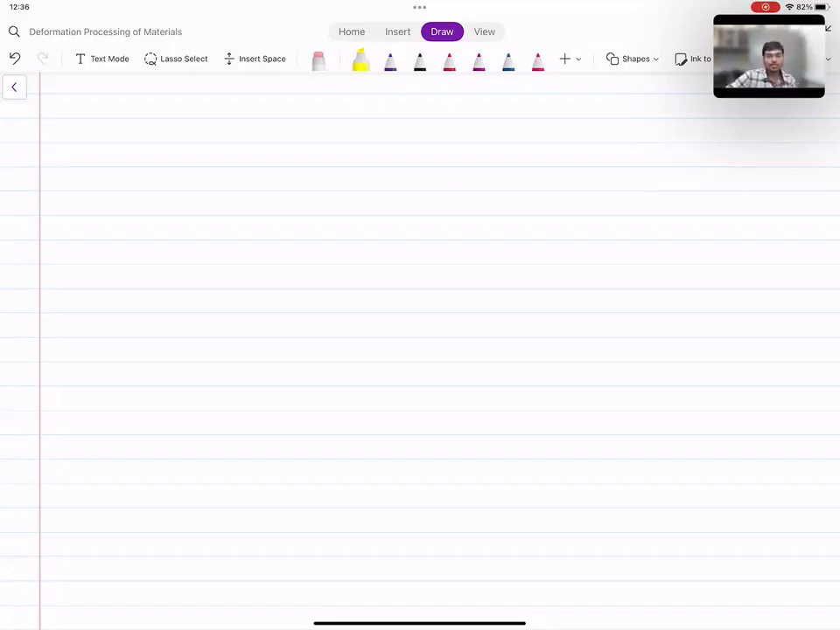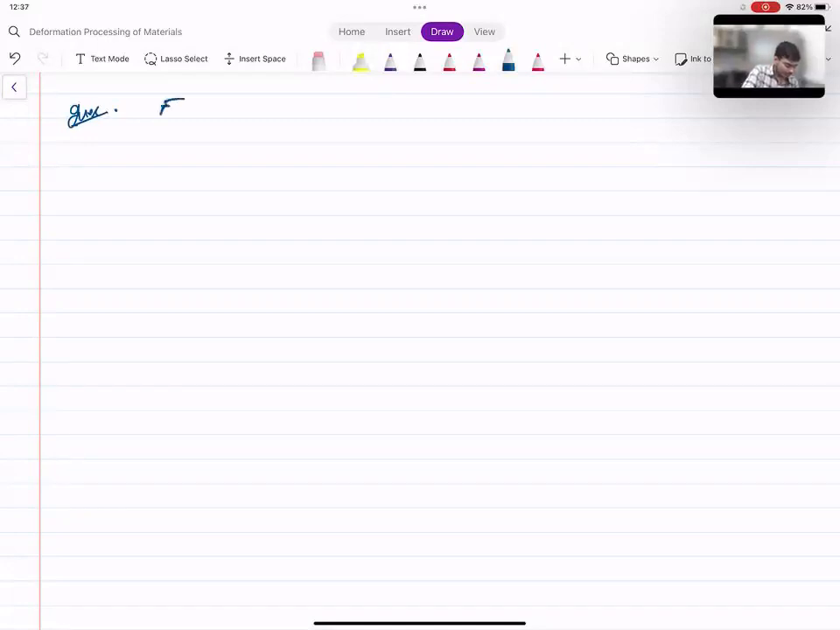Okay, so now let us begin today's discussion with some fundamental or basic numericals so that it will be easier to comprehend the concepts or relations. Okay, so our very first numerical for today will be a very simple question. Suppose we are given with the dimensions of a drawn cup and we are required to find the initial blank diameter.